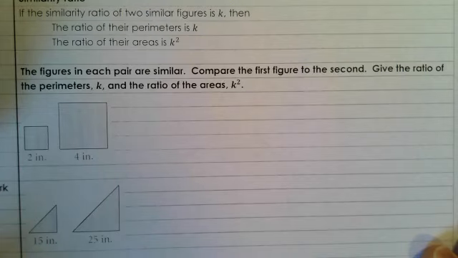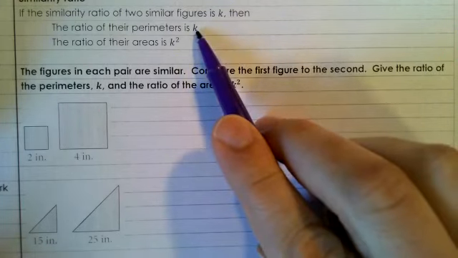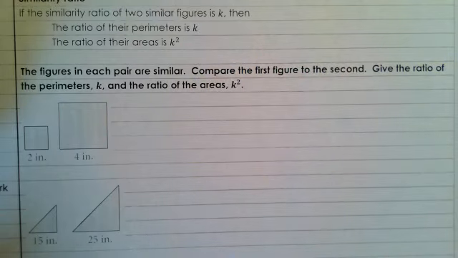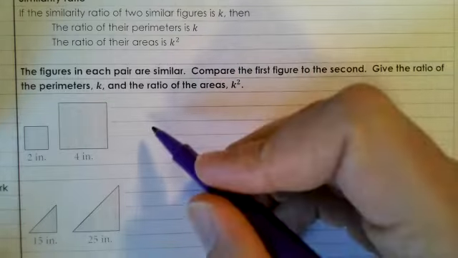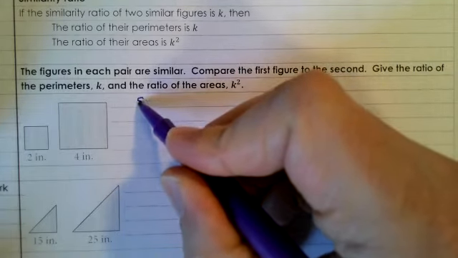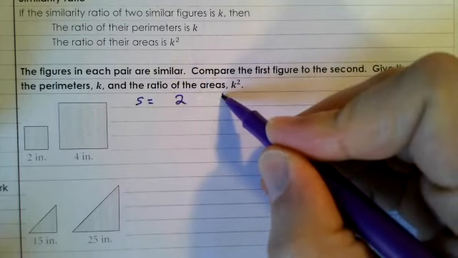Hi, in this video we're going to be talking about the perimeter and area of similar figures. What's cool is they've got this proportion of k or k squared. So right here we've got two figures. They've got a side that is 2 versus 4.